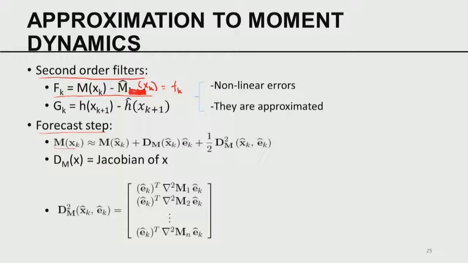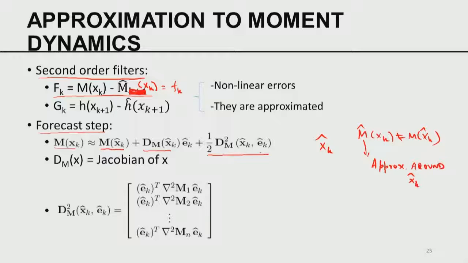M of xk, so what is it I am trying to do? I am assuming I know x hat k. I also know m hat of xk is not equal to m of xk hat. So I am going to approximate this in the neighborhood of x bar k. So that is what I am trying to do now. So m of xk according to the second order Taylor series is m of xk bar. I am trying to do everything, approximation around xk hat. So I have a Jacobian times the error.